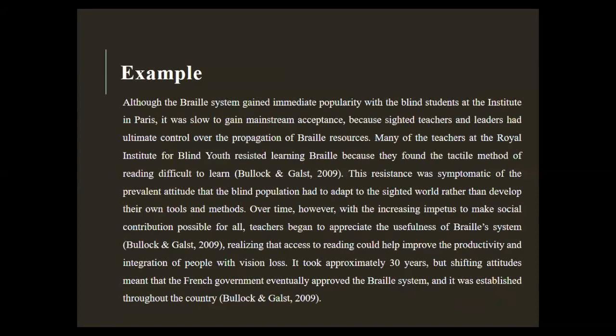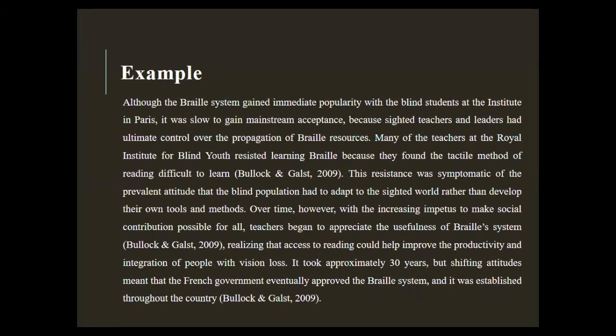But it did not immediately gain mainstream acceptance. Why? Because who were controlling this decision? Who had the real authority to propagate Braille resources? The sighted teachers and leaders.